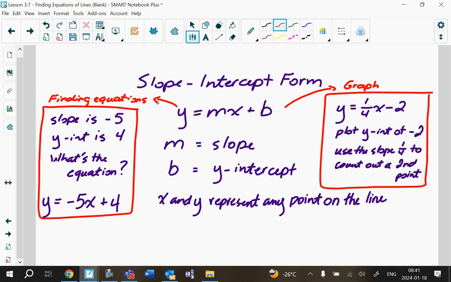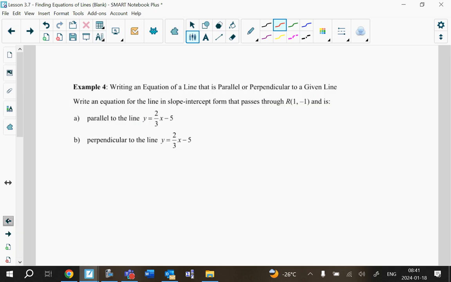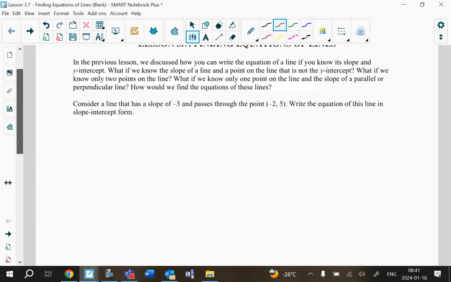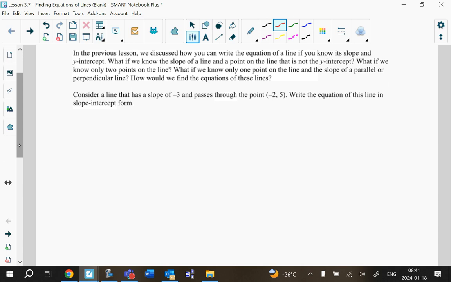So now I want to go back to this example here. Here we have a line that has a slope of -3, and one of the points on the line, because it says it passes through the point, is -2, 5. You have to write the equation. Well, we know we're going to use this.